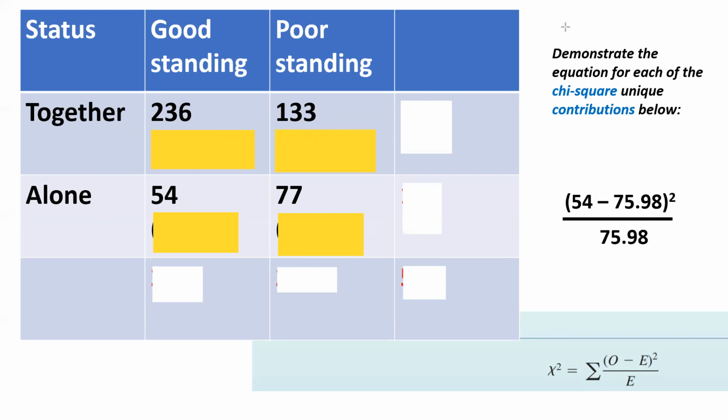Okay, now, what I want you guys to do, chat should be very active if we're doing this right, is calculate and give me the 2 row totals. In order to get the row total for together or alone, you've got to add 236 and 133. That'd be your first row total, whatever that value is, put it in the chat. And then also do it for 54 plus 77.